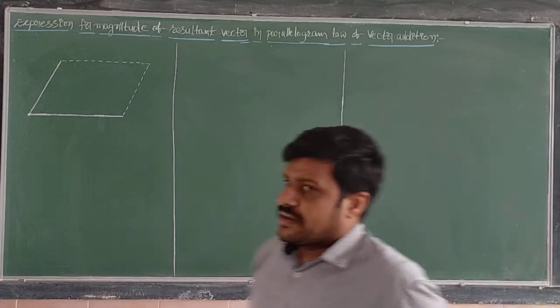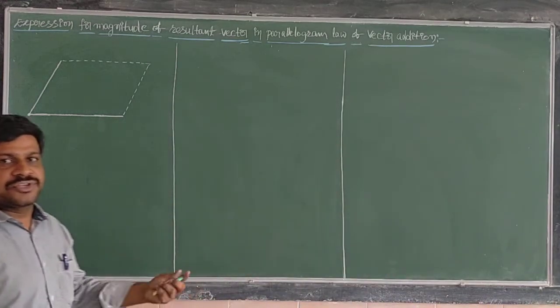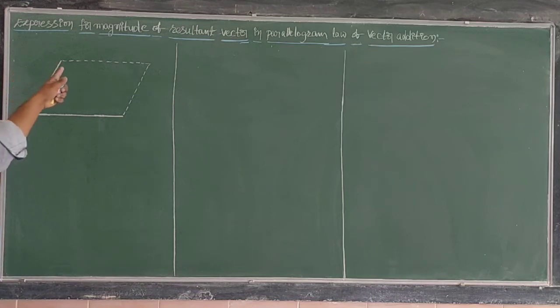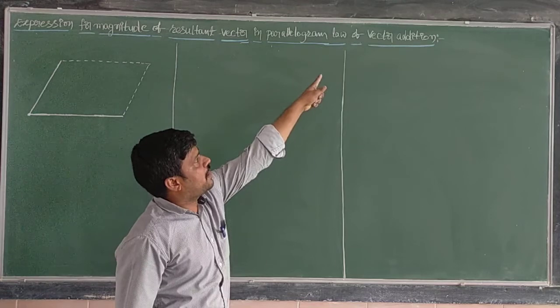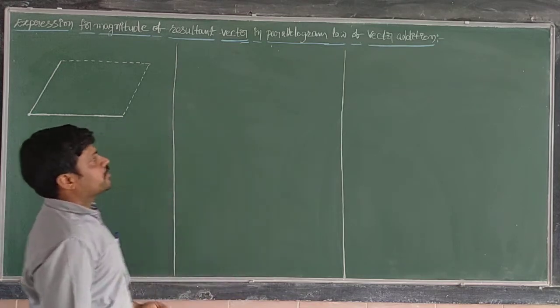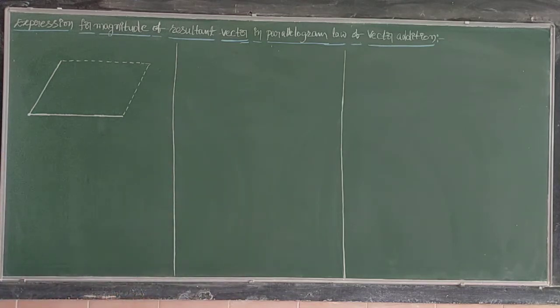Right. Look here. Very important for a 3 or 5 marks question. This is the expression for the magnitude of the resultant vector in the parallelogram law of vector addition. I am going to derive this one. Once again, what is the statement of the parallelogram law of vector addition?